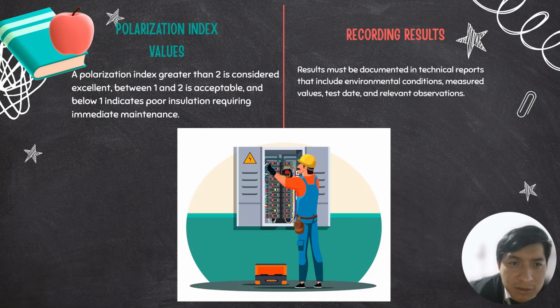Polarization index values. A polarization index greater than 2 is considered excellent, between 1 and 2 is acceptable, and below 1 indicates poor insulation requiring immediate maintenance.